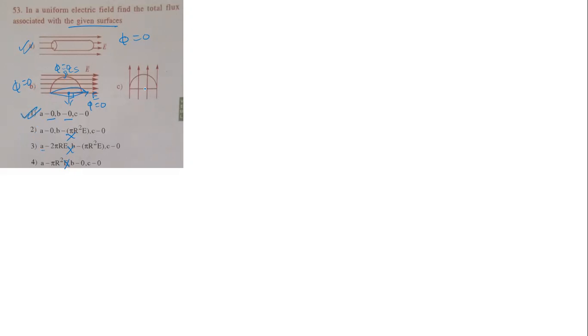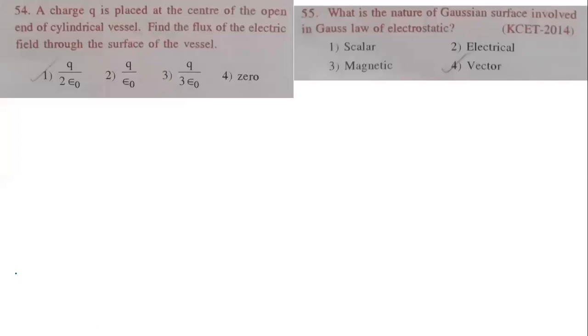Look at the third, the last case. The electric field is given upward and downward, so the flux is again 0, and this option is the correct answer. That is question number 53. Look at the next two questions, and I'll go for the last question, 55, first.